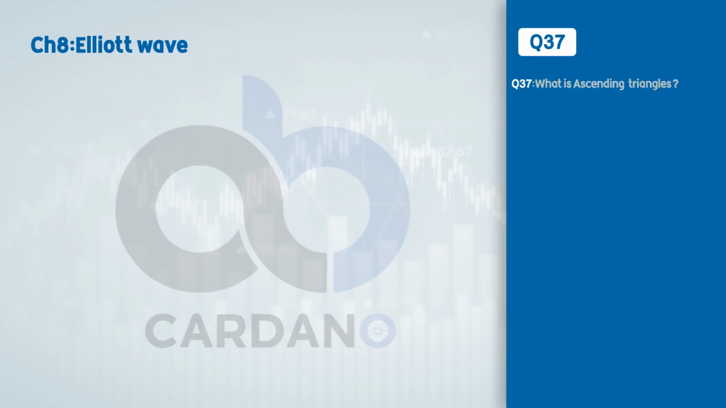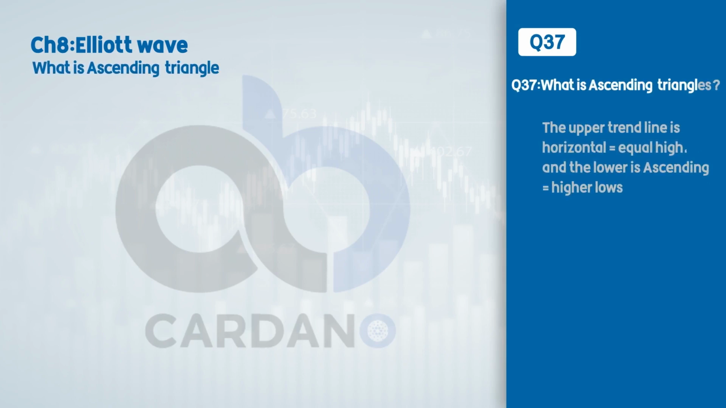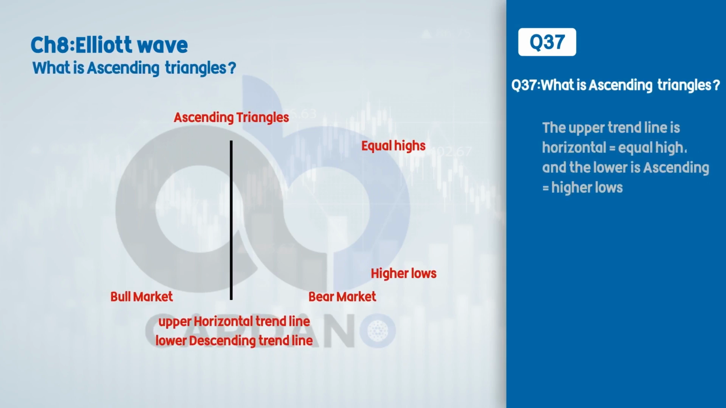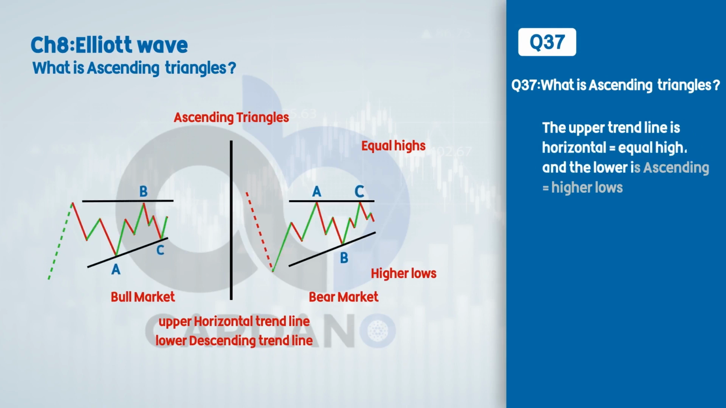Question number 37. What is an ascending triangle? The answer is, the upper trend line is horizontal, equal highs, and the lower is ascending, higher lows.